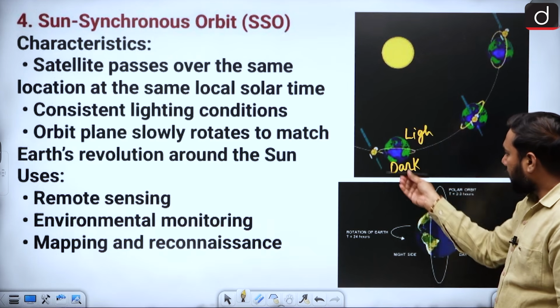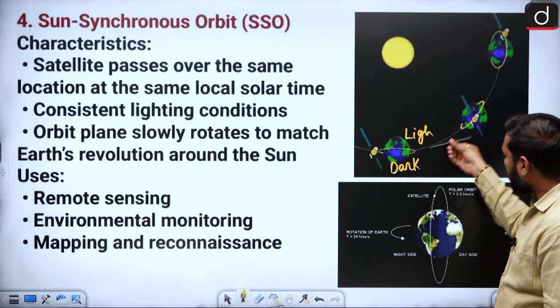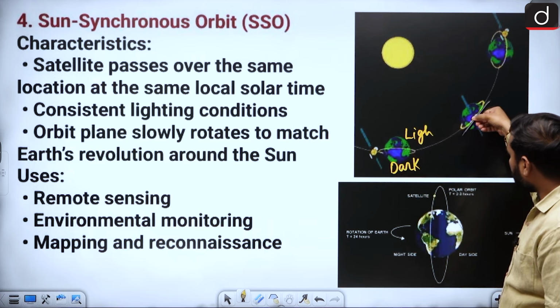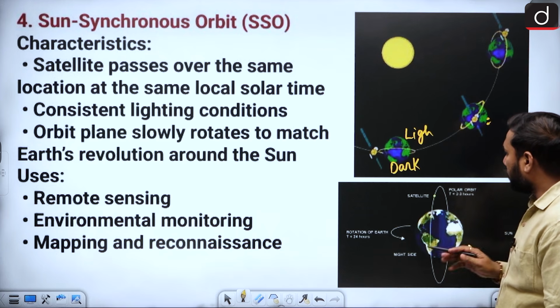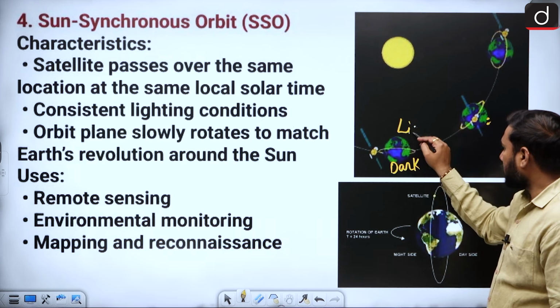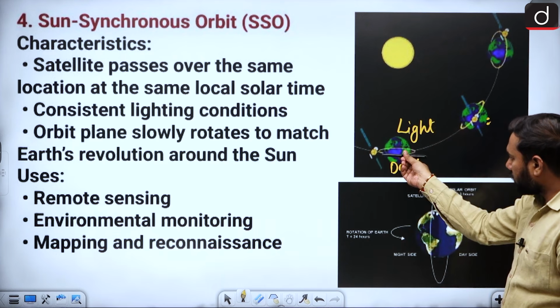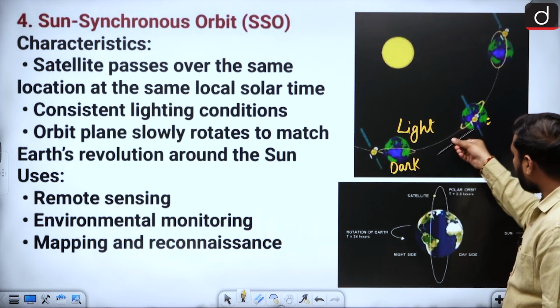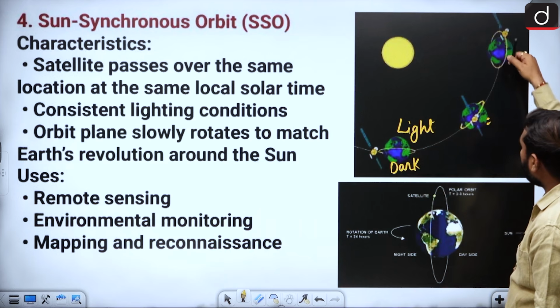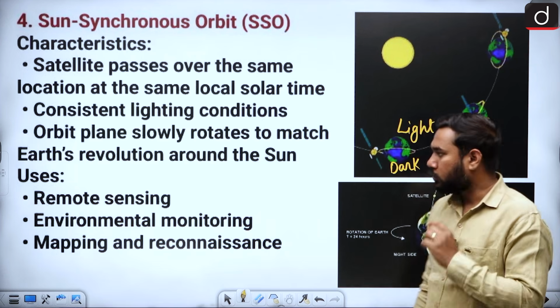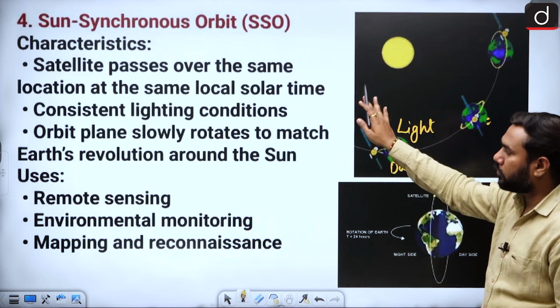As the Earth rotates, the line of illumination changes its place, and the satellite also moves around with this line. So when this area is light and this area is dark, as the line changes its place, the satellite also moves around it, always looking at the front of the light area. This is the main characteristic of the Sun-synchronous orbit.